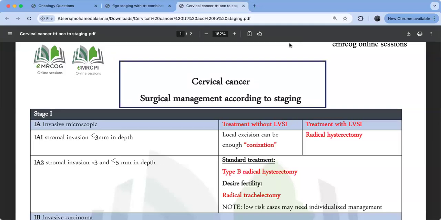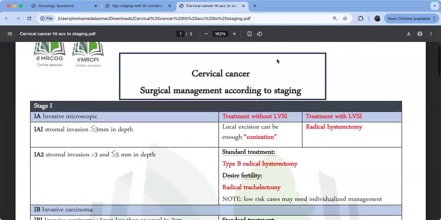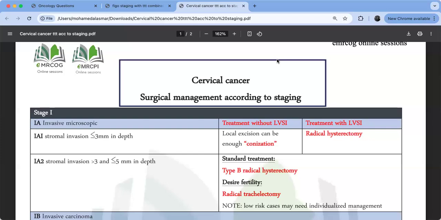Welcome back, everyone, and let's continue. I would like to go through the important key points from cervical cancer. Let's have a look at the staging and surgical management according to stage.